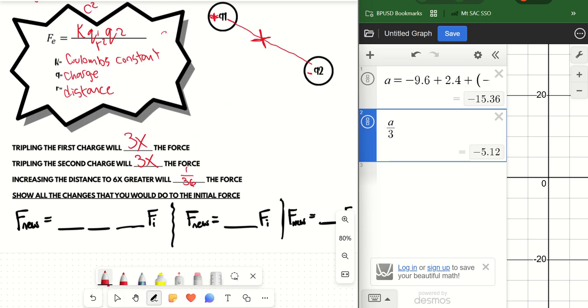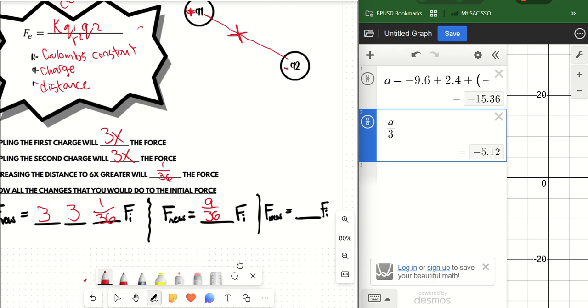Okay, so what we want to do is we want to show all of the changes that we would do to the final force. So the first charge gave us an increase of 3, so I'm going to multiply that original value by 3. My second one gave me a value of 3, so I'd multiply that one by 3. The last one gives me 1 over 36. So my new force is going to be 9 over 36. I have the 3 times 3 gives me 9, times 1 gives me 9, and then in my denominator I will just have that 36.